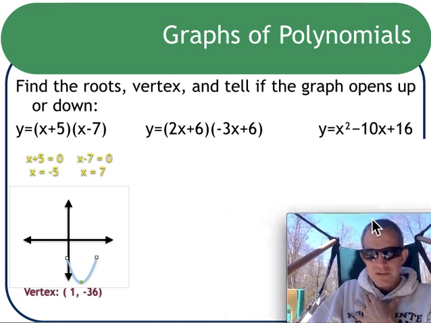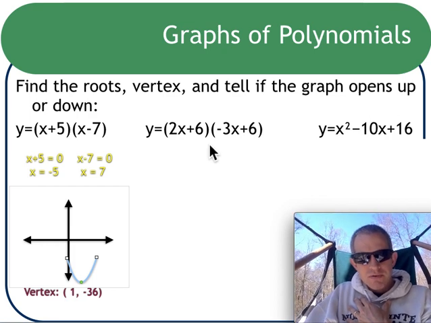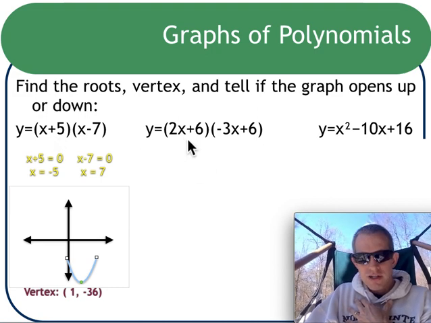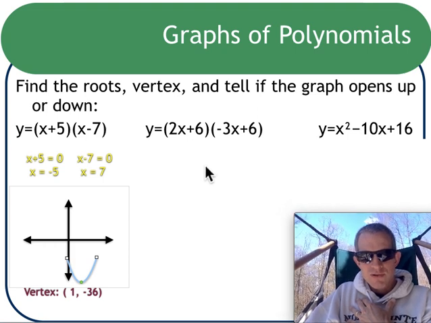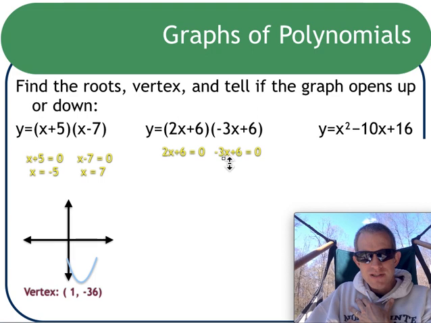Let's look at another example. In this particular example, the factors that we were given are a little bit messier than we had before, but our initial goal is going to be to find those roots. And so we can do the same sort of thing by setting each of them equal to 0.